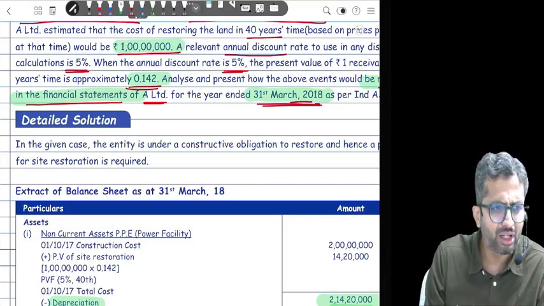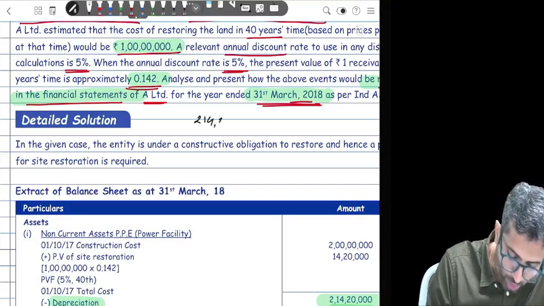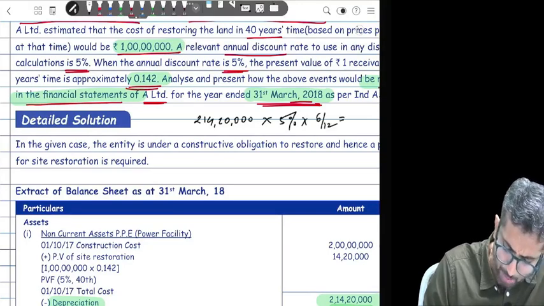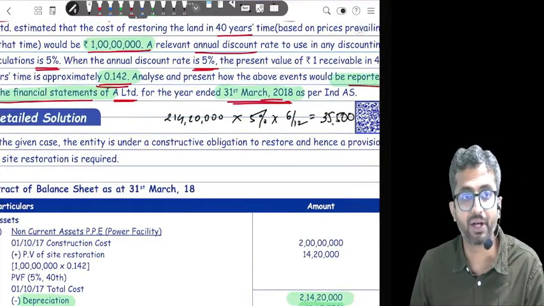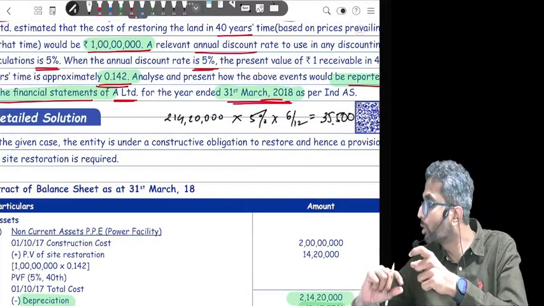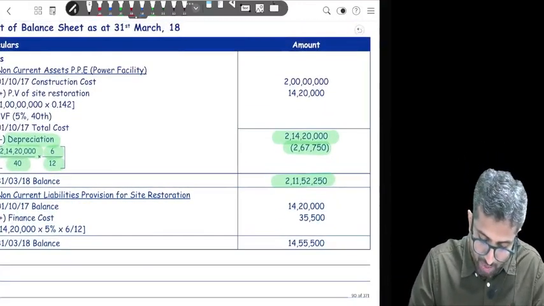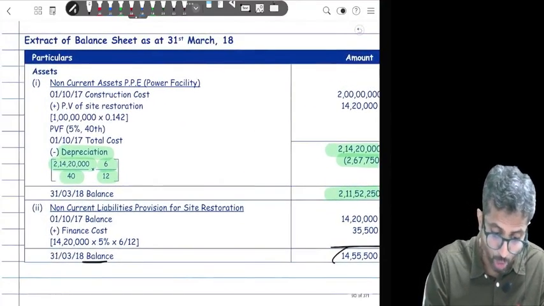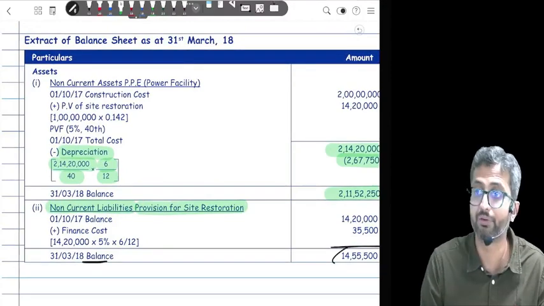But the 2 crore 14 lakh 20 is on which date? 1st October. Will there be any change on that? 2 crore 14 lakh 20 into what? Into 5%. Acha, but for how many months? 6 months. So this will come to approximately 35,500. But what will you do with the 35,500? Will you deduct it from 14 lakh 20 or add it? Add it as finance cost. So this will be 14 lakh 55,500. Are we clear with this? This will be your closing balance of the provision within the heading of non-current liabilities. Provision for site restoration will appear at 14,55,500.